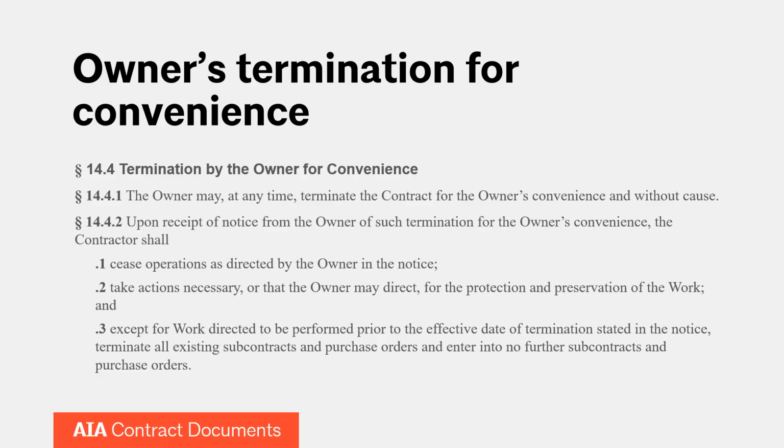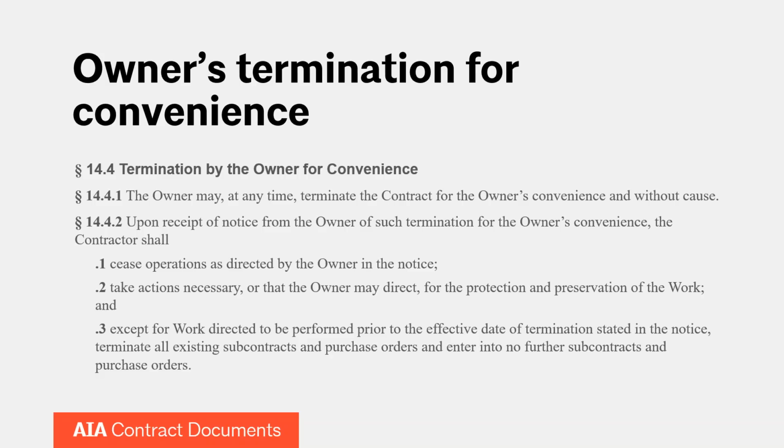The next thing that the contractor needs to do is to make sure that they terminate all existing subcontracts and purchase orders, and to stop entering into subcontracts and purchase orders from the date that they get the notice. The idea is really just to shut down the entire project and stop the owner's liability for costs and any other fees that they might be incurring.